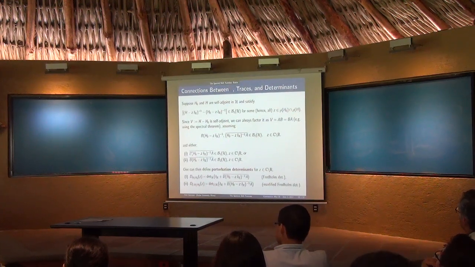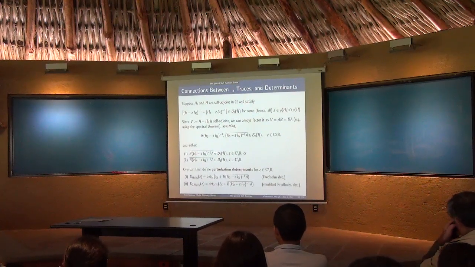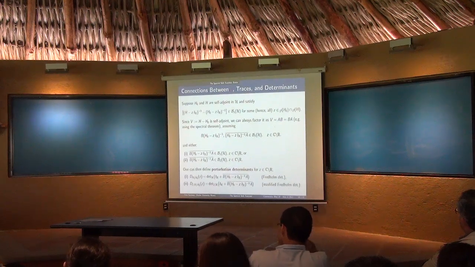Either this combination, where you have B on the left and A on the right, and you close because this A on the right is unbounded, so you need to worry a little about that, is either trace class or Hilbert-Schmidt. This thing will be applicable to one dimension. This thing will be applicable to two and three dimensions. But it doesn't apply. This would not apply in two and three, but this applies.